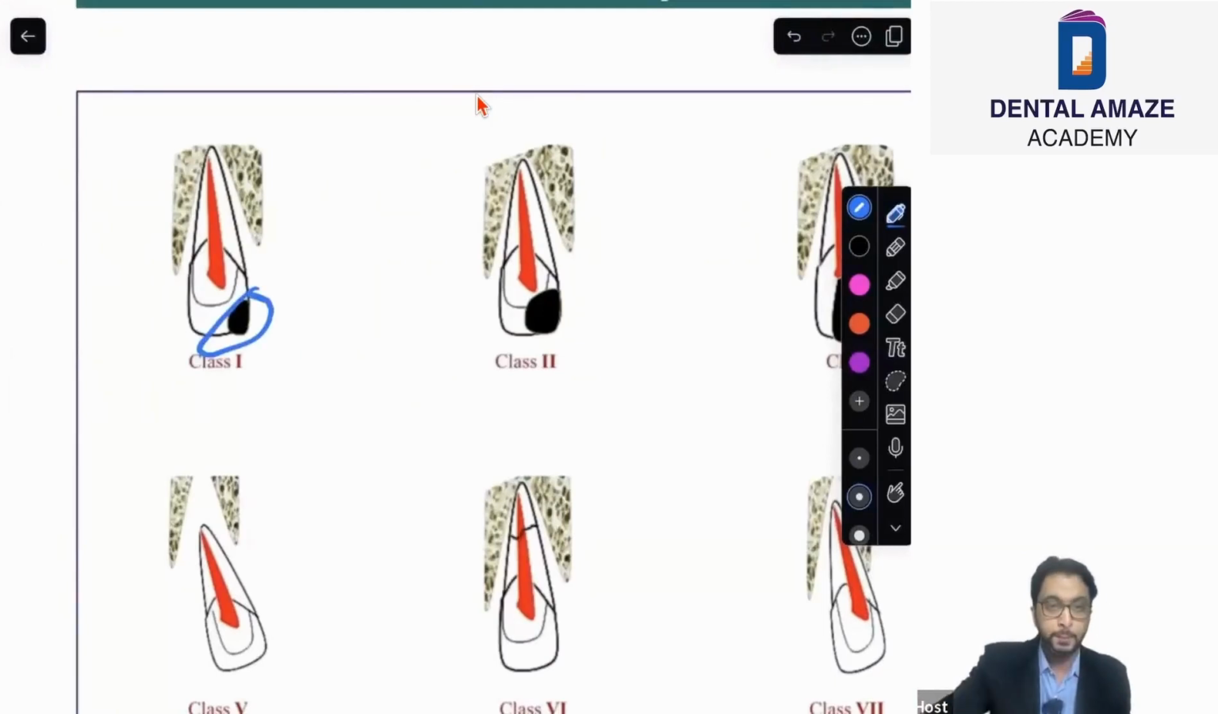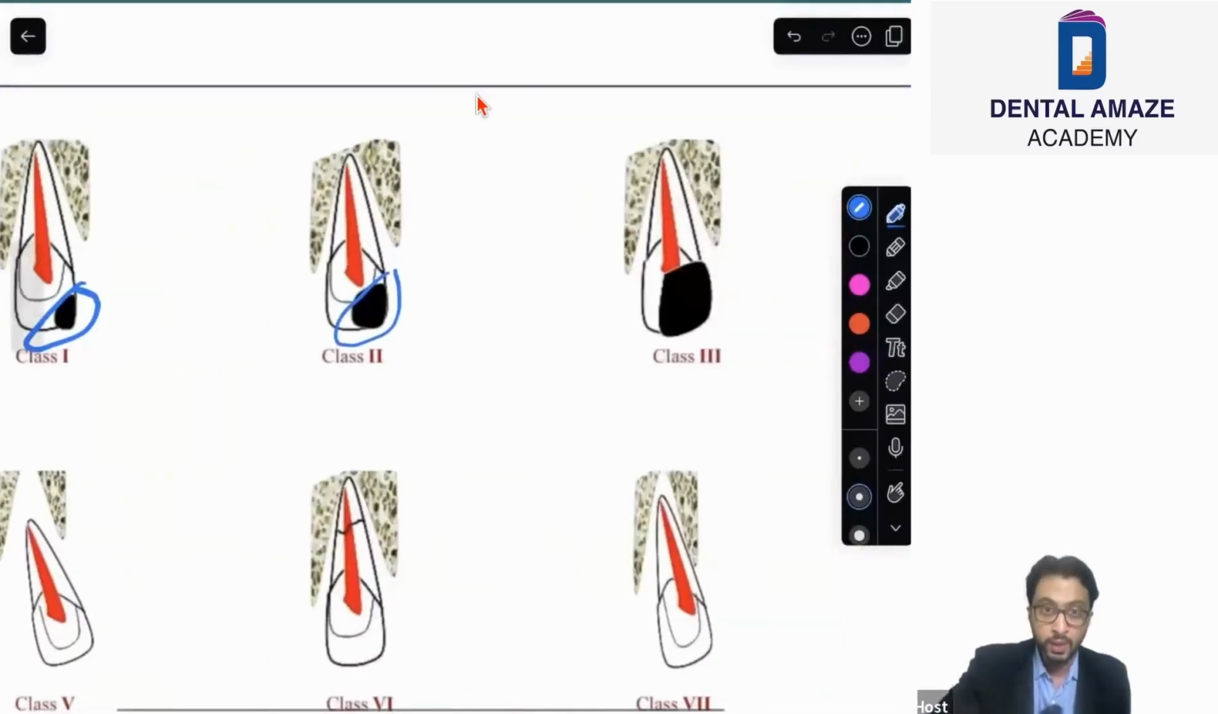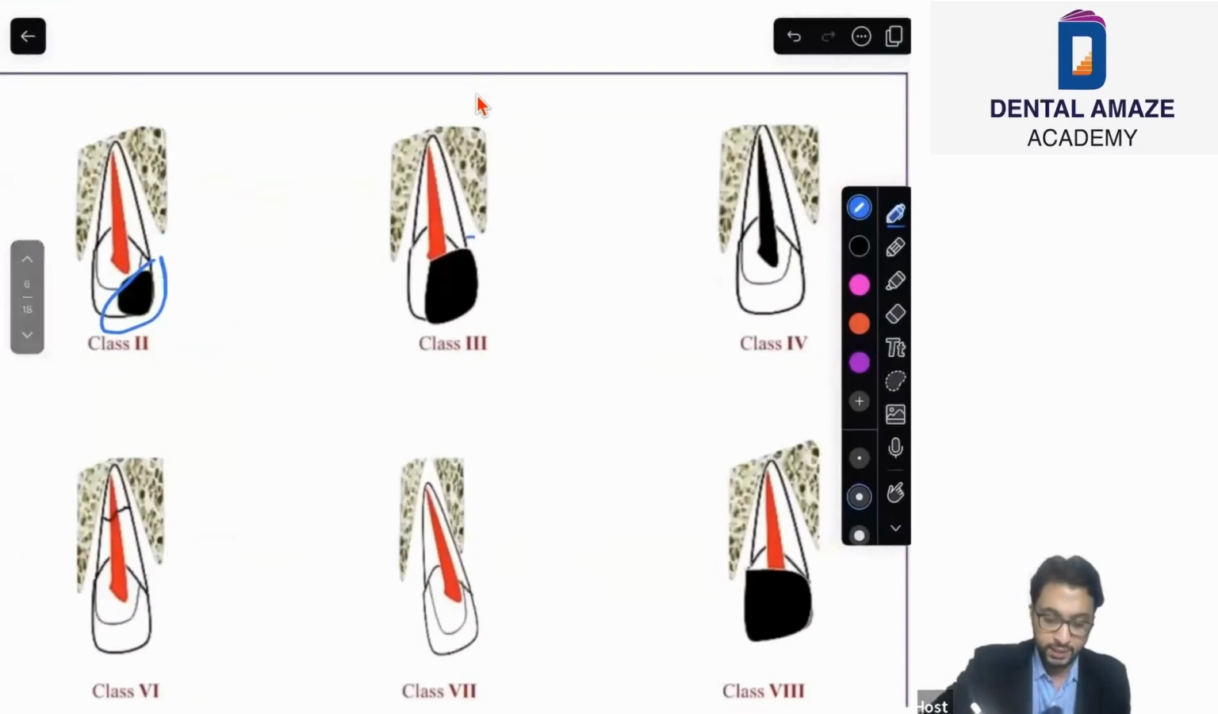I'll give you some tricks to learn it. Simple: 1, 2, 3, enamel, dentine, pulp. Very, very simple. Class 2 involves enamel and dentine. When you have class 3, it is enamel, dentine, pulp. Now the confusion comes. What is class 4?